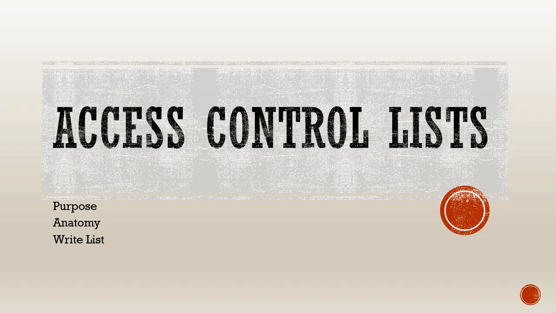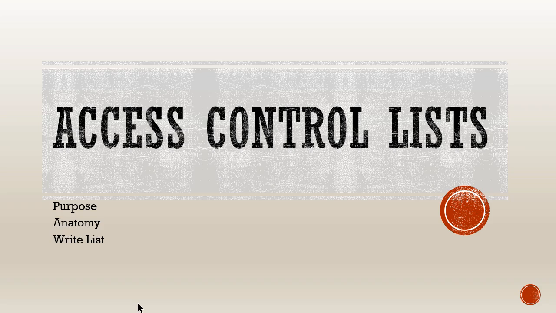What we want to do here is talk a few minutes about Objective 4.6, Configure, Verify, Troubleshoot IPv4 Standard Numbered and Named Access Lists for Routed Interfaces. Access control lists. What we're going to do is talk about the purpose of them, the anatomy, what's in it, and then we'll write a list. And I'll also do, as a separate video, a demonstration on how to write and apply an access control list.